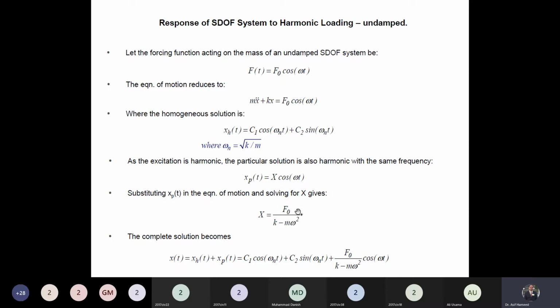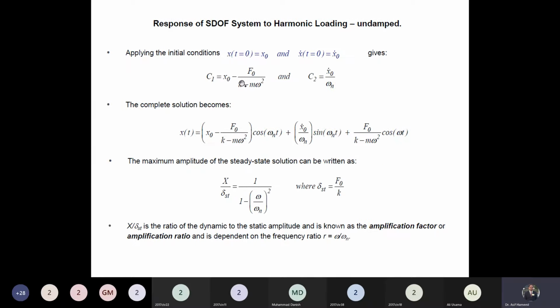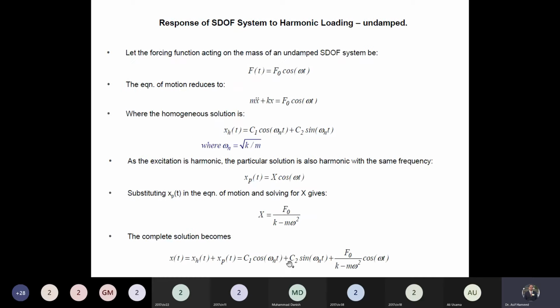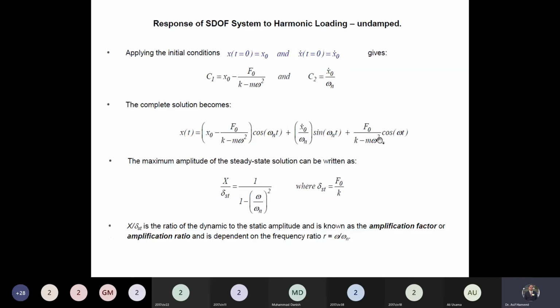If you remember, we defined the equivalent static force F. This one we have already derived on the board. So we can put the value of capital X, that is the amplitude because of the harmonic loading. This is the free vibration response. This is the particular part of the solution. And then we can use the initial conditions to find out the values of the constants C1 and C2. These were the constants, put the values of the constants. And this is the equation to find out the displacement response of the undamped single degree of freedom system because of the harmonic loading.